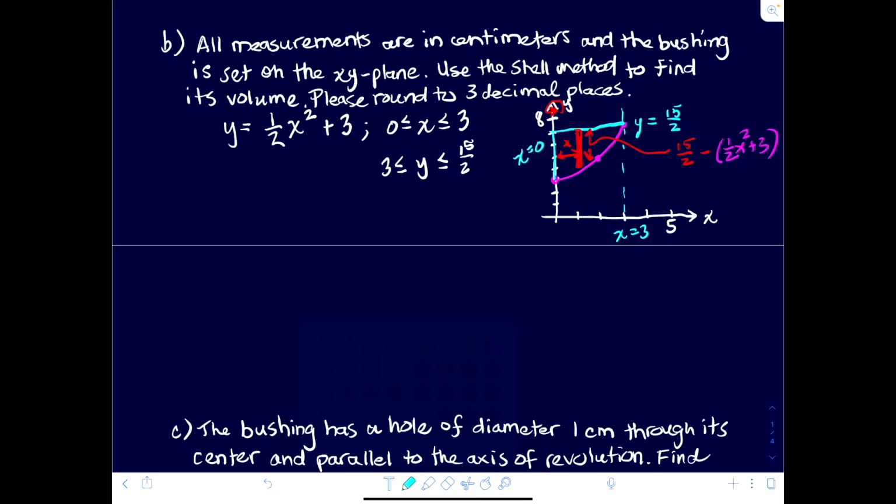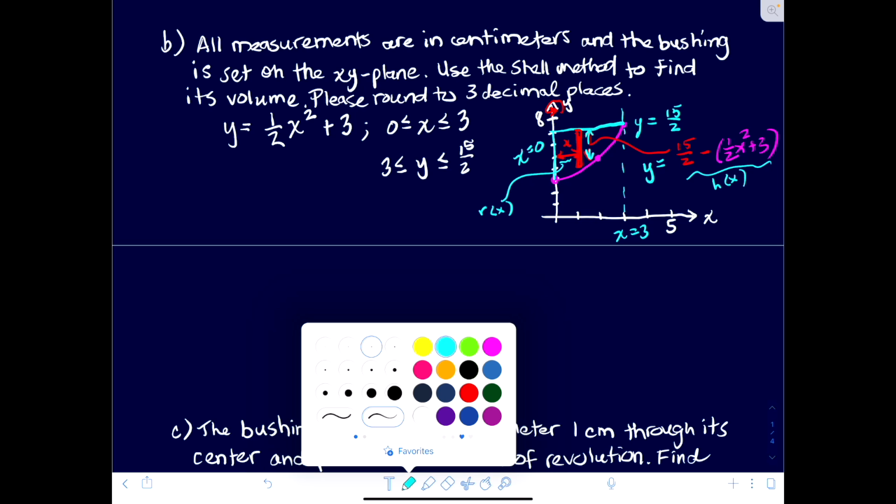And you could call that the second y equals. Groovy? And that gives you this height here, which this whole thing they call h in terms of x. And then this other distance here is called r of x. So there we go. We've got it set up in general.